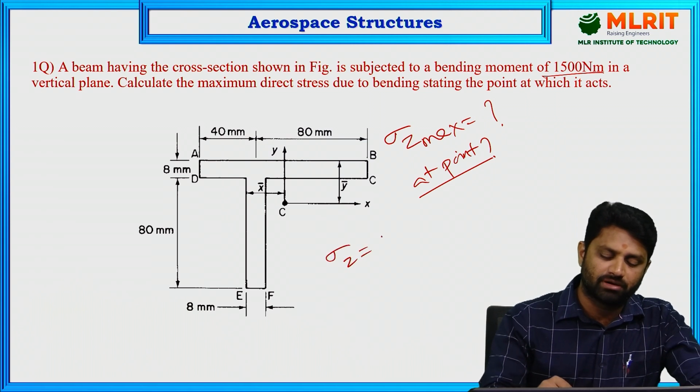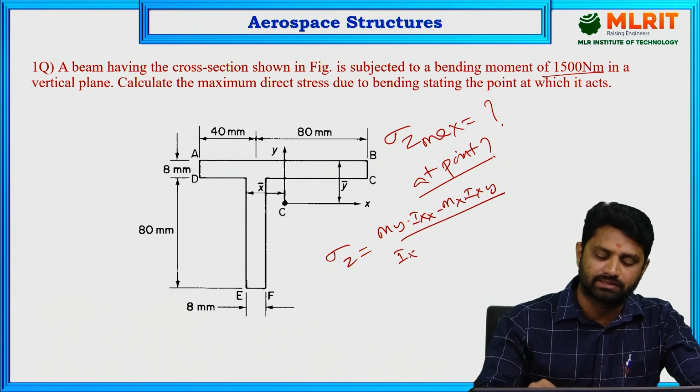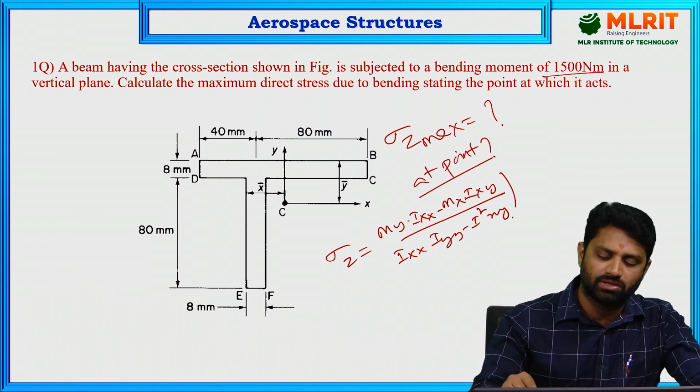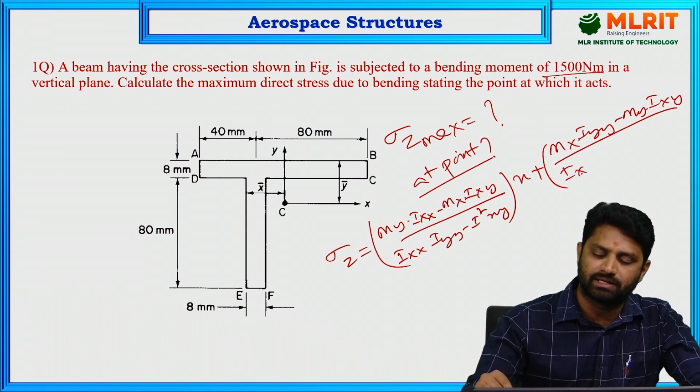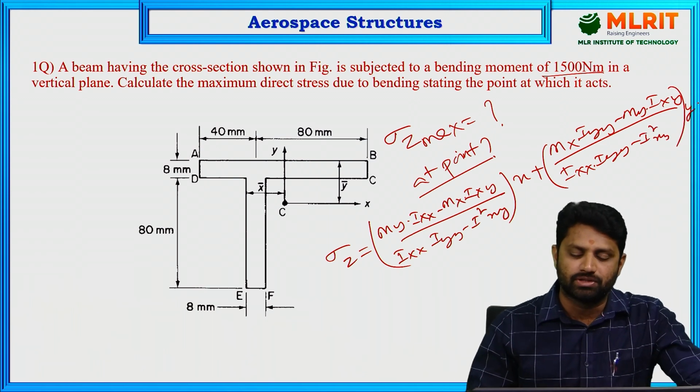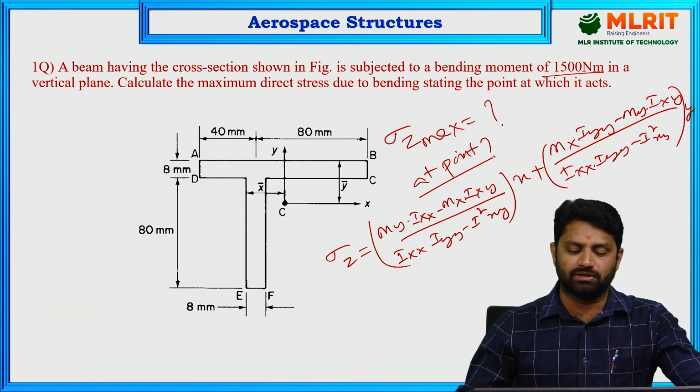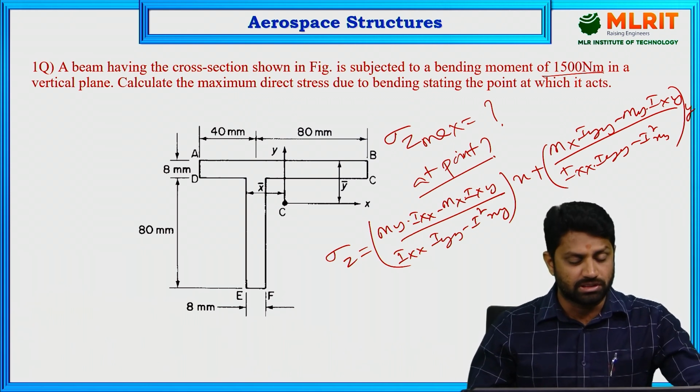The well-known formula is sigma z equals (My Ixx minus Mx Ixy) divided by (Ixx Iyy minus I squared xy) into x, plus (Mx Iyy minus My Ixy) divided by (Ixx Iyy minus I squared xy) into y. We should not forget that. So this is the formula for direct stress distribution which we derived in the previous session, and this is the formula we need to use.